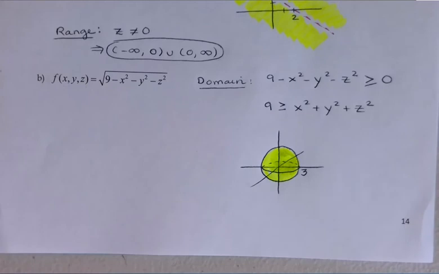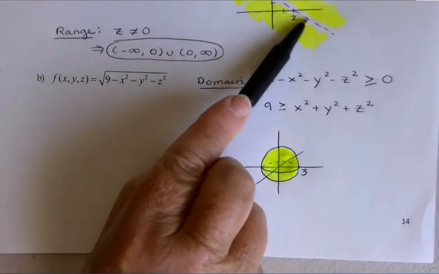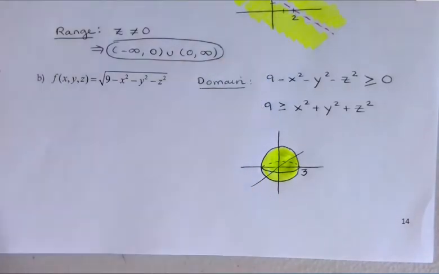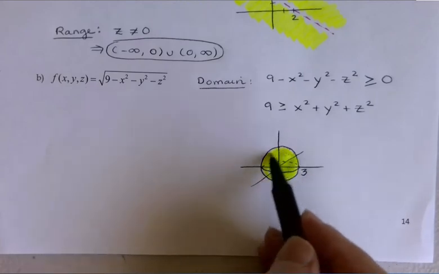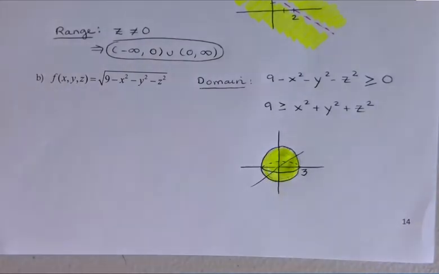All of those points are legitimate values to plug into our function. By the way, notice up here I used a dotted line to show that we don't have points on that line. Here I did my sphere primarily in solid lines. I only used the dotted line to show perspective. And that says that we do include the points right on the boundary.